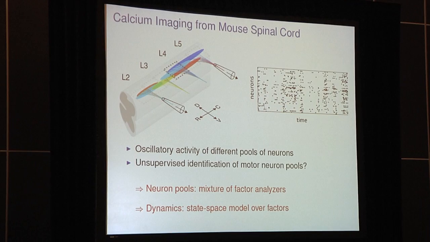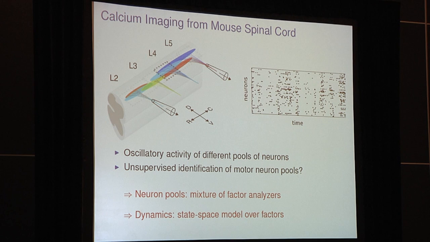In order to study those motor neuron pools, we recorded from them using calcium imaging, giving us data for multiple neurons over time. Unfortunately, the cell labels indicating which pool the neurons belong to are often not observed. To address this issue, we propose a method for unsupervised identification of these pools or clusters of neurons based on a latent variable model. On the neuron axis, we model the data as a mixture of factor analyzers to capture the different clusters of neurons. And on the time axis, we capture the dynamics by putting a state space model, or a dynamical system model, over these unobserved latent factors, capturing hopefully these complex periodic activity patterns that we found.